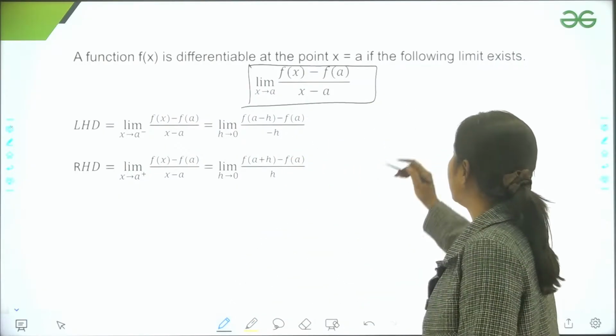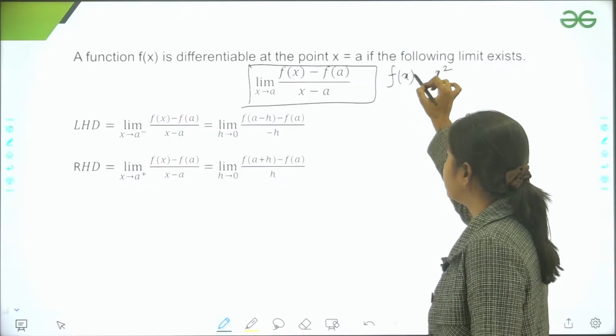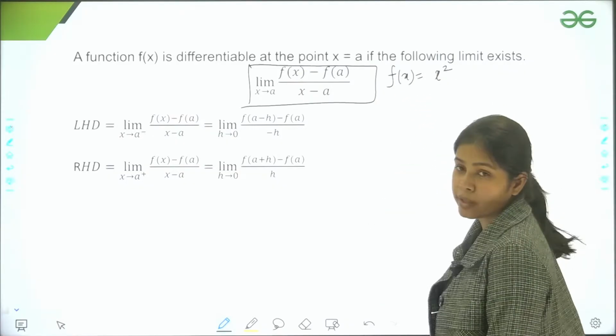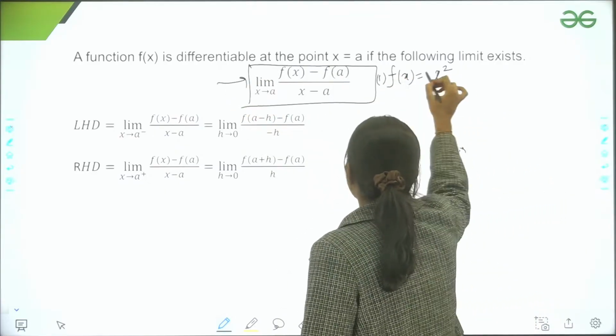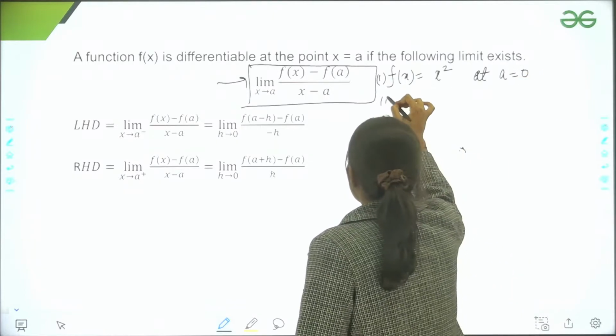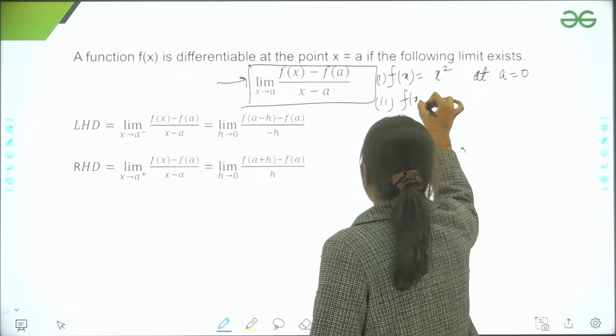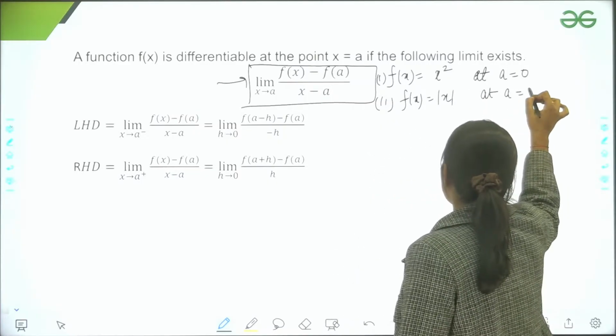So guys, just check, this is one of the homework for you. Just check that f of x is equals to x square is differentiable using this definition, first at a is equals to 0. And second, just check whether f of x is equals to mod x is differentiable at a is equals to 0 or not.